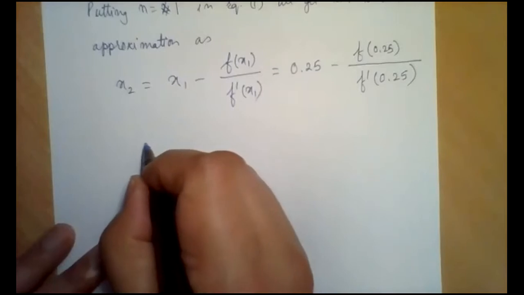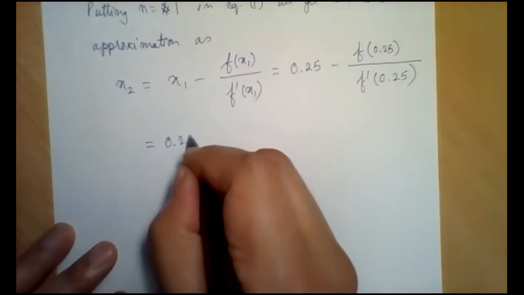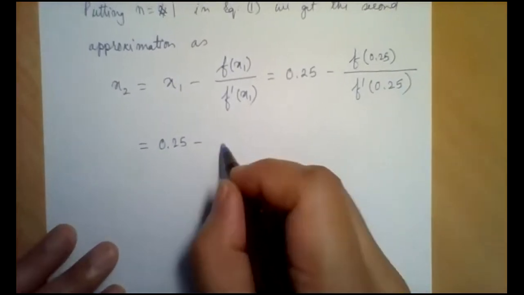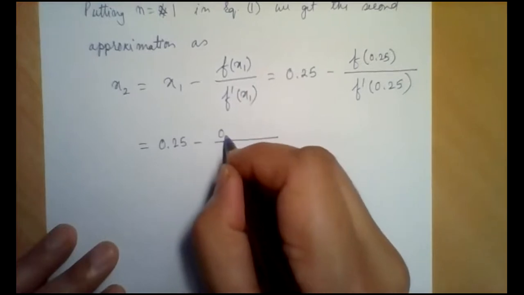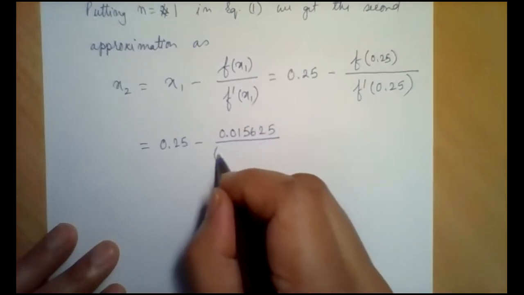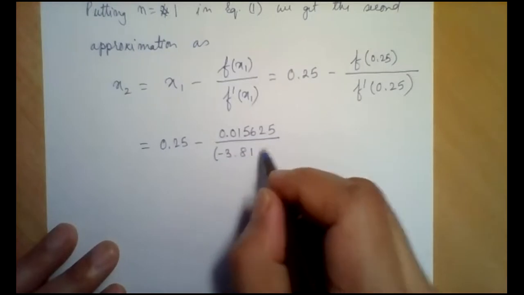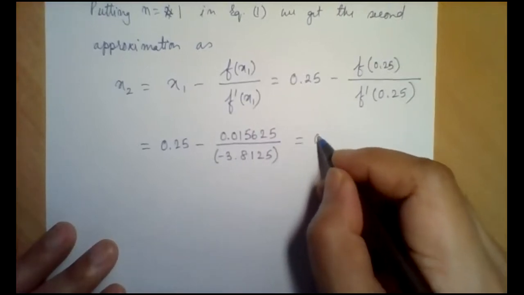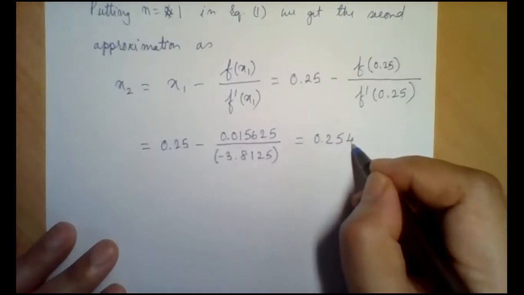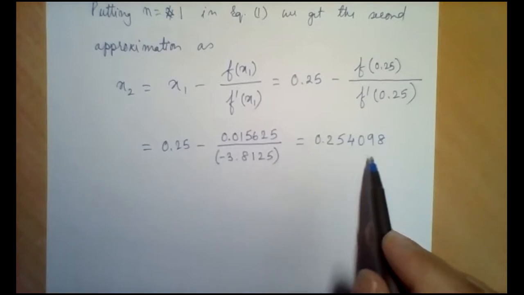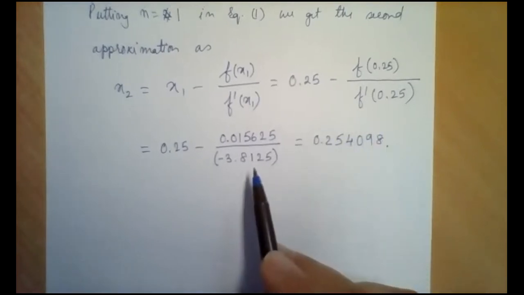This is equal to 0.25 minus this value and this value, they will turn out to be 0.015625 divided by minus 3.8125, and this is equal to 0.254098. Basically, you should calculate this using a calculator.